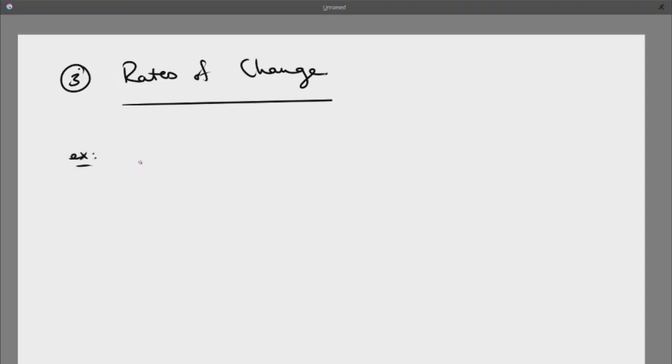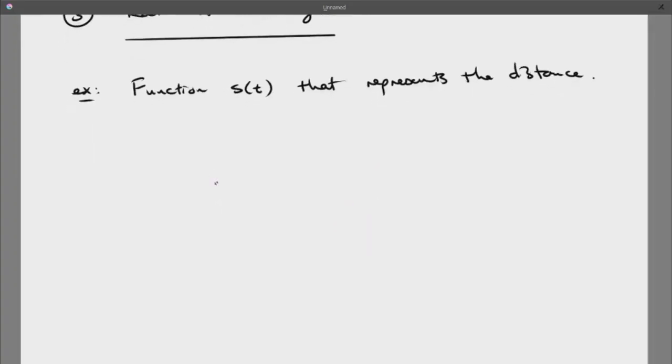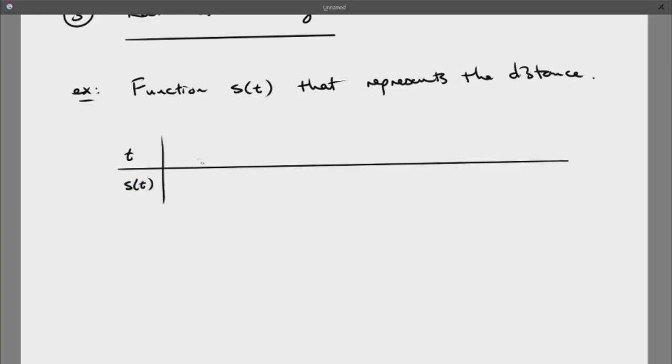let's suppose we have a function, let's call it s of t, that represents the distance that we travel. So we are traveling some distance. You might have different time values, and then the distance traveled at that time.